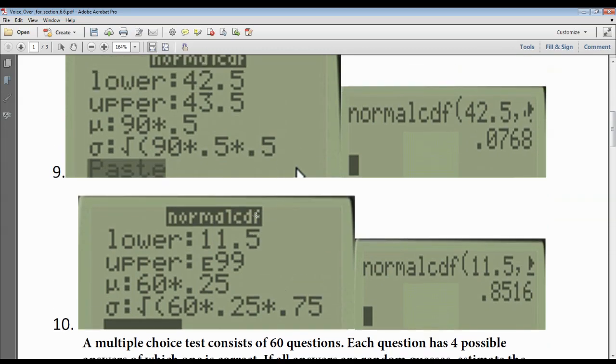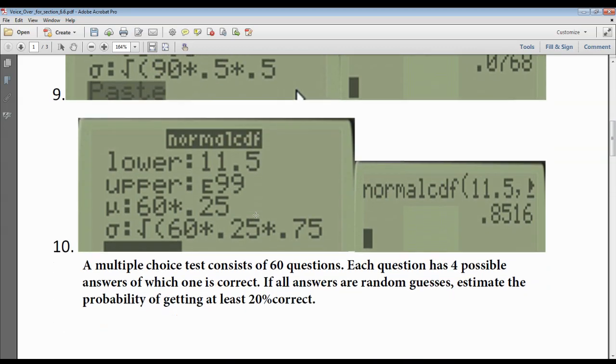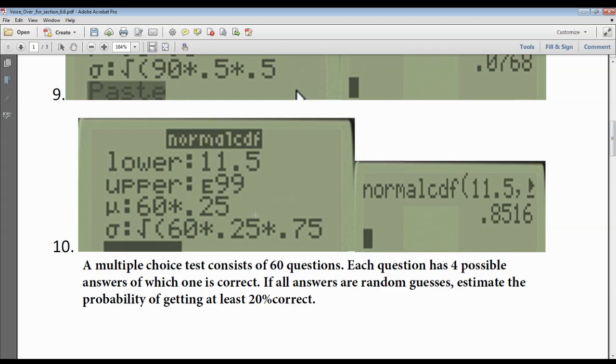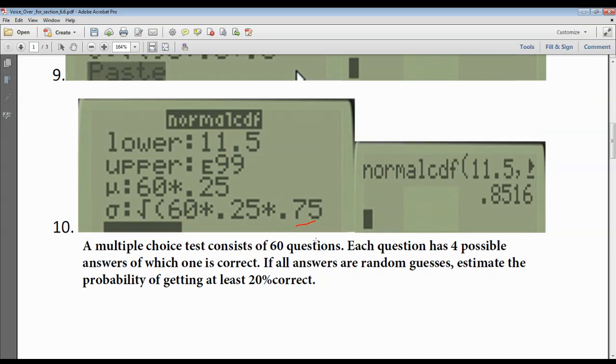Number 10, and what we got, a multiple choice test consists of 60 questions. Each has 4 possible answers. Well, 4 possible answers, that means the probability of getting it right is 1 chance in 4. Favorable outcomes over total. There's 4 total. Only one of those 4 is the correct answer, 0.25. And while I'm at it, if the probability of a success p is 0.25, the probability of q, not a success, is 0.75. But here's the deal.